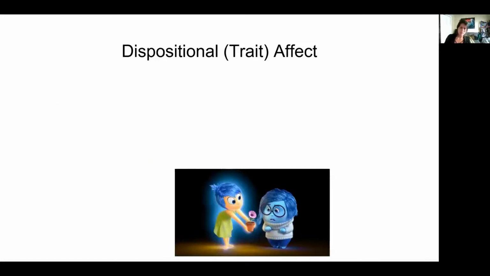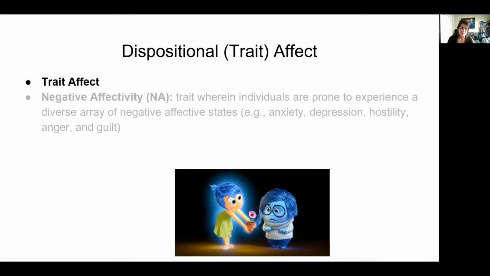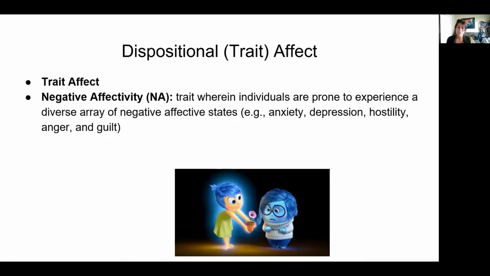So as I was talking about this idea of trait affect, these are the ones that people have that are lasting. And we have our great examples here of joy and sadness. Negative affectivity is a trait that individuals are prone to experience a diverse array of negative affective states, such as anxiety, depression, hostility, anger, and guilt. So honestly, most of the characters in Inside Out, except for Joy, would fall more into this negative affect side.